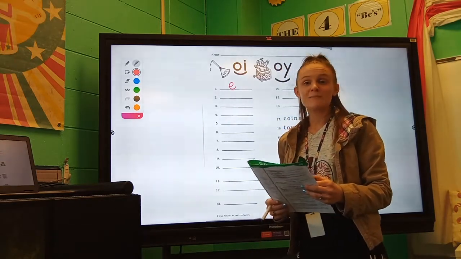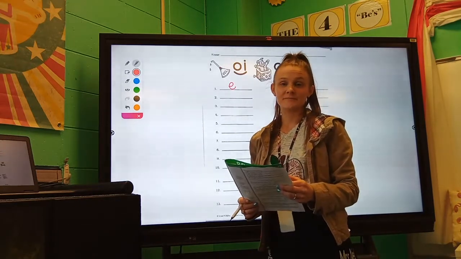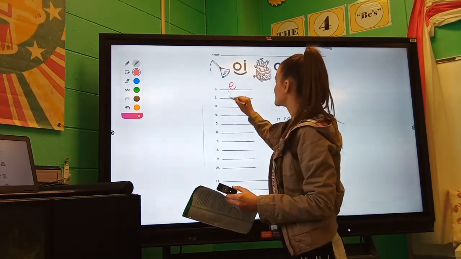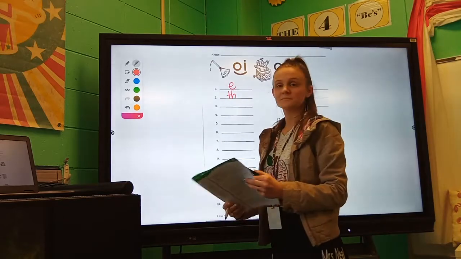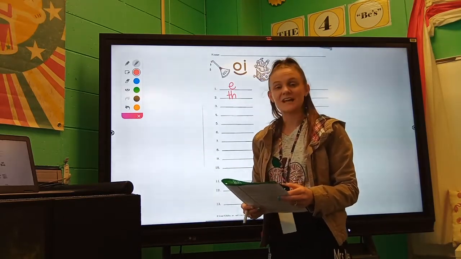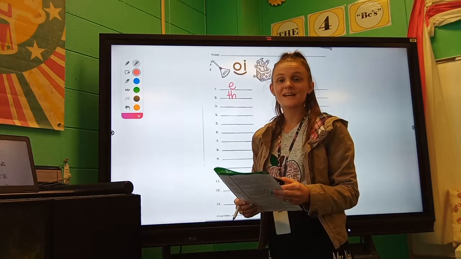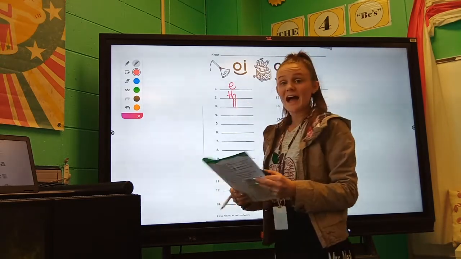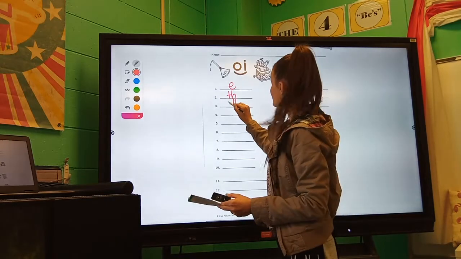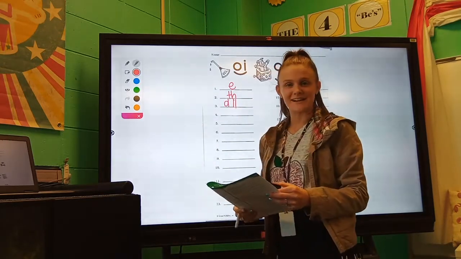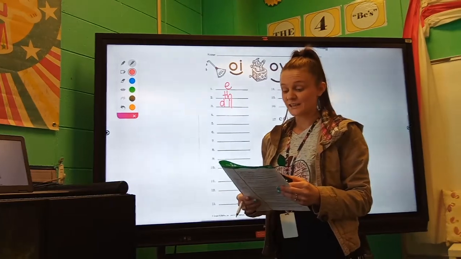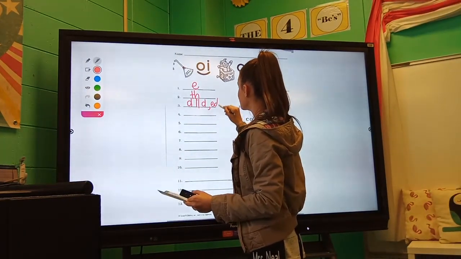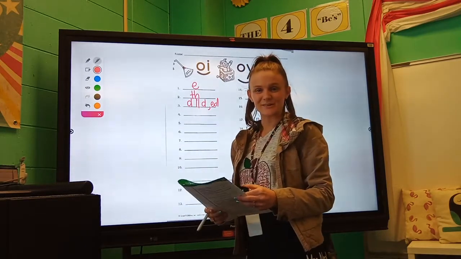For number 2, my letter sound is the. The. Yes, that's the digraph T-H. For number 3, my letter sound is D. D. So I'm going to divide my line in 2 parts. At the beginning of a word, letter D can make the D sound. And at the end of a word, letter D and the suffix ED can make the D sound.